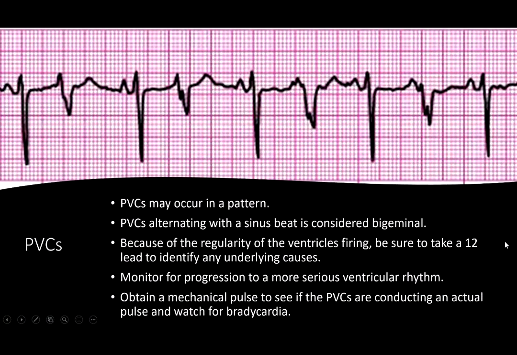Now our PVCs can also happen in a pattern. So when we do have it happening in a pattern, we definitely want to note that. So the first thing we're going to talk about is bigeminal PVCs. Bi meaning two. So bigeminal PVCs means I have a PVC happening every second beat. So if we look here, I have a sinus beat, and then this is a PVC. It's just smaller because it's a low conducting PVC, but it's still a PVC. So sinus beat, PVC, sinus beat, PVC, sinus beat, PVC.